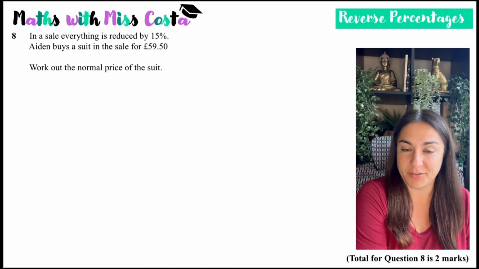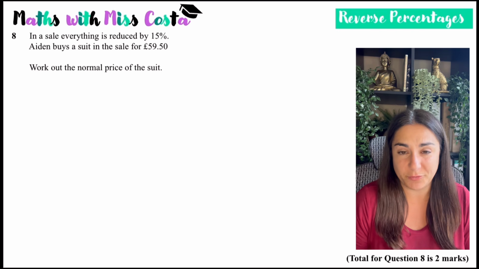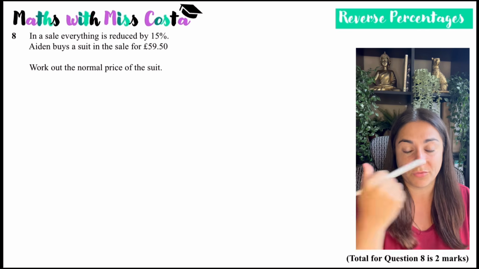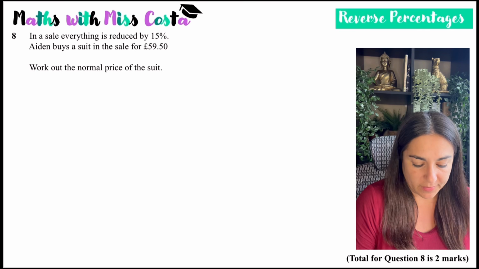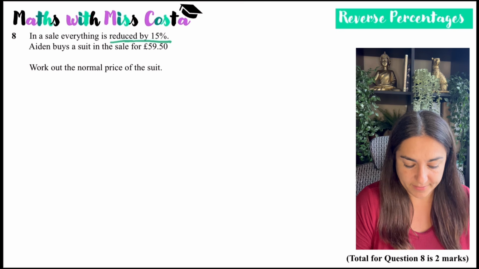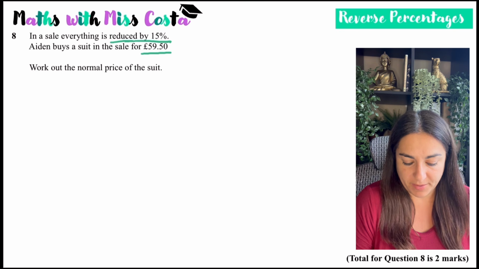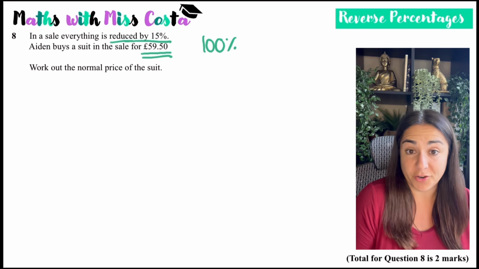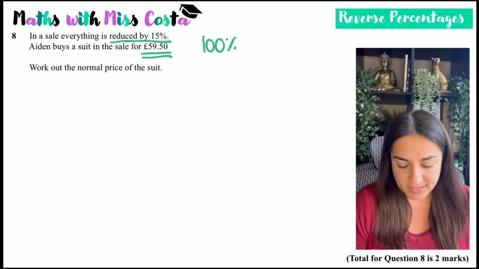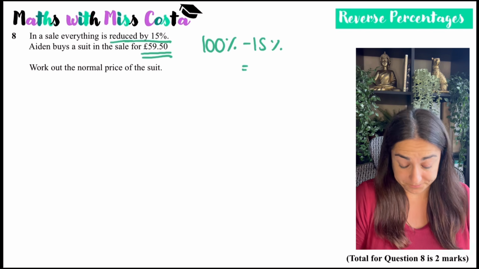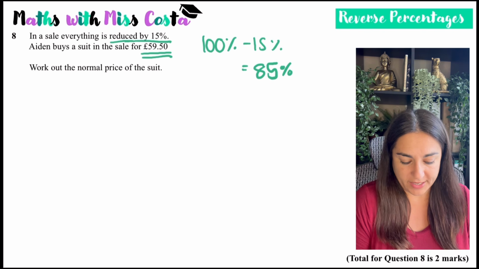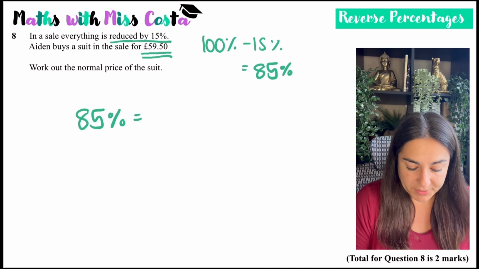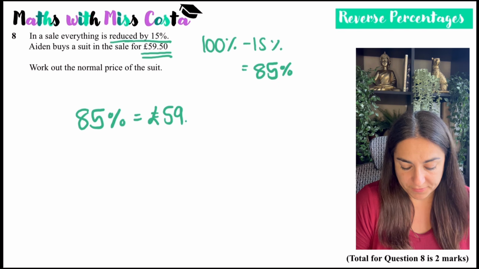Okay, so here we've got an example of reverse percentages, and you use reverse percentages when you've been given the sale value of something or a changed price and you want to work out the original amount. So I'm told that in a sale, everything is reduced by 15%, and Aidan buys a suit in the sale for £59.50. So if everything is reduced by 15% and its starting percent is always going to be 100 because a whole thing is 100%. So 100% take away 15% is 85%. So I know that the sale price is worth 85% of the original value. So I know that 85% is equal to £59.50.